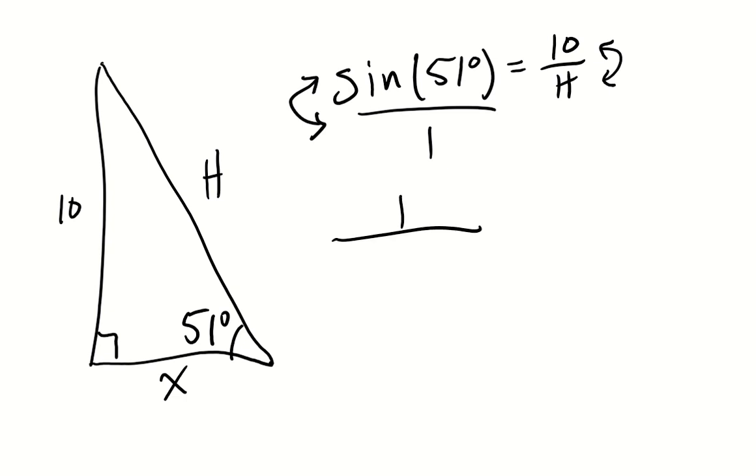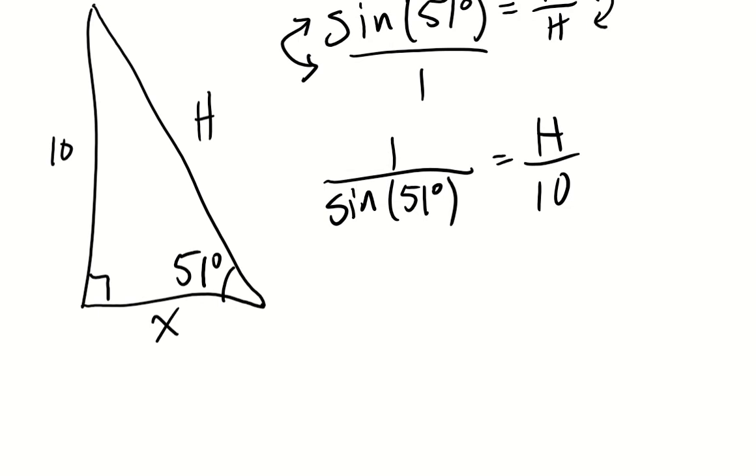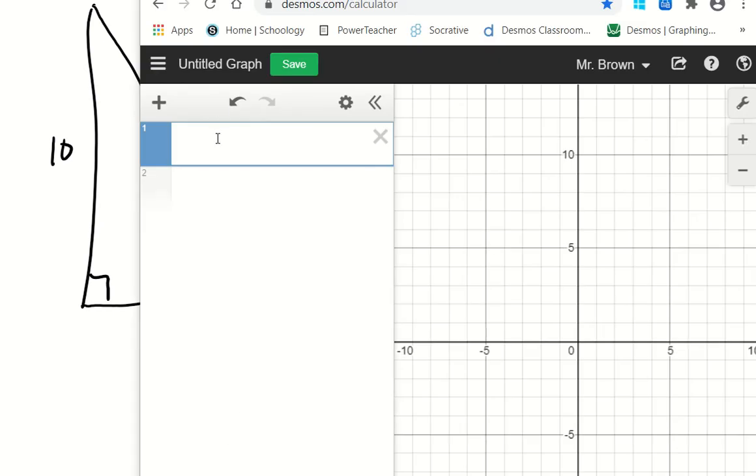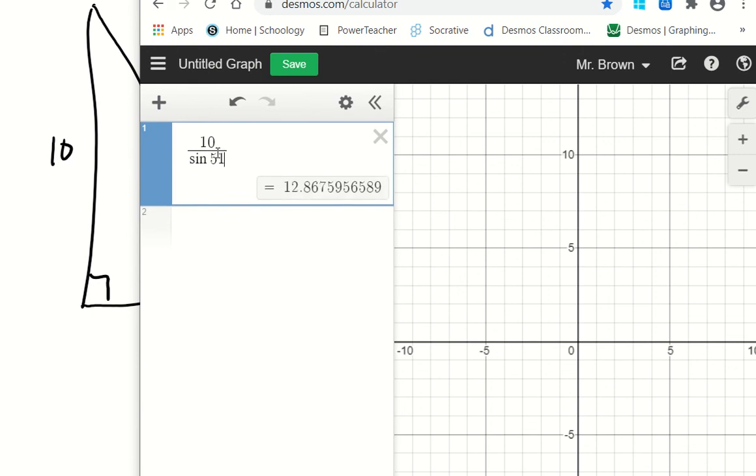So now we're going to have 1 over the sine of 51 degrees equals h over 10. So I just flipped both of them. And in doing that, I made h a little more accessible. So now I can multiply both sides by 10. These cancel, and I have 10 divided by the sine of 51 degrees, basically. So let's see. 10 over sine 51, that equals 12.9.